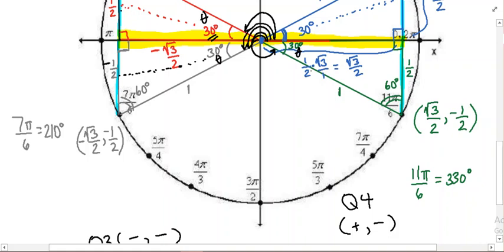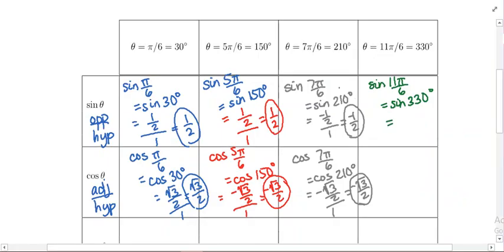So for the sine, you need to hit the opposite side. This is negative 1/2 because y values are negative here. Divide by the length of the hypotenuse, which is 1. By the way, the hypotenuse will always be positive. So this is going to be negative 1/2 over 1, which is negative 1/2.